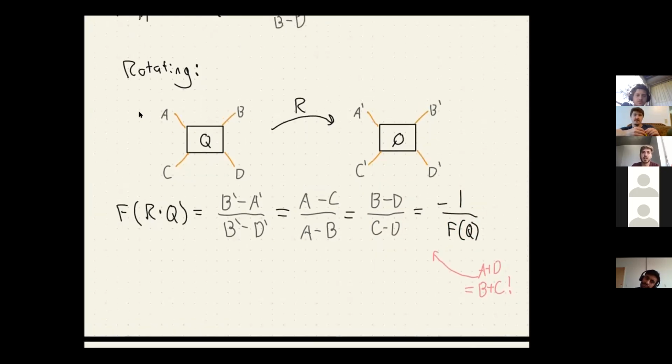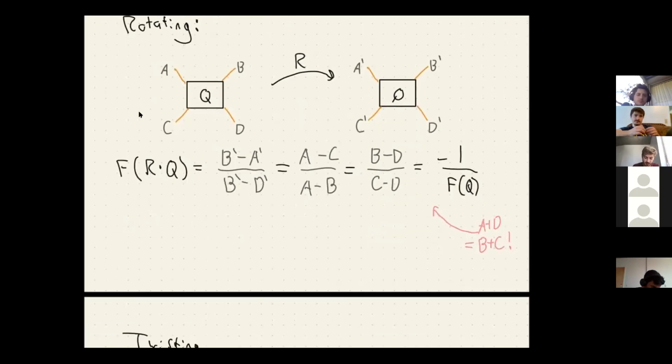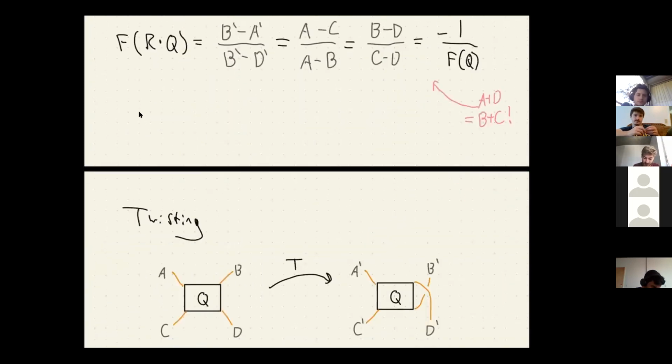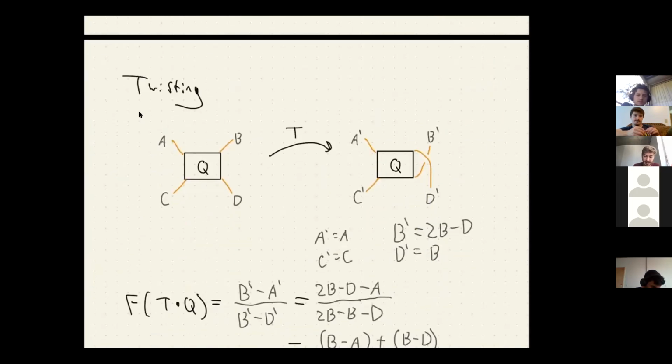Yeah, so basically I just want to show that if I act on a tangle by R, then the fraction changes how I would expect. And a similar thing is going on here. It's slightly more complicated.